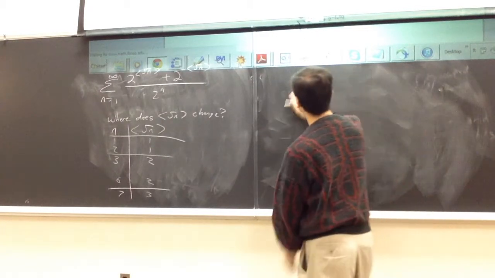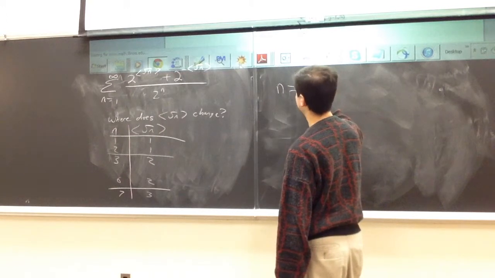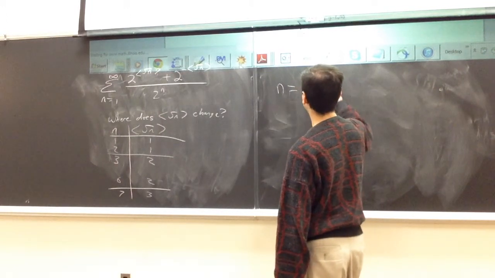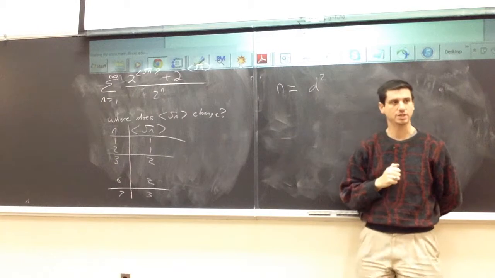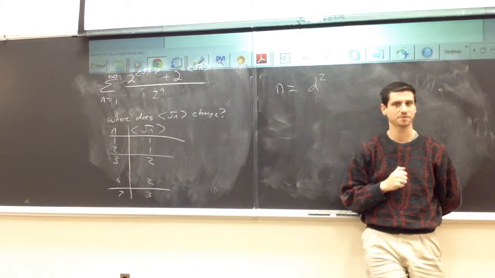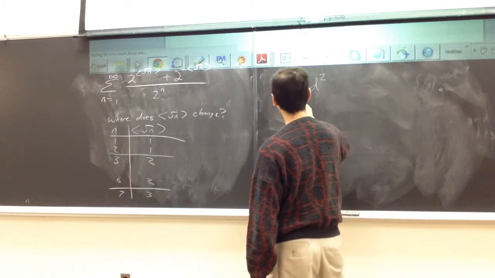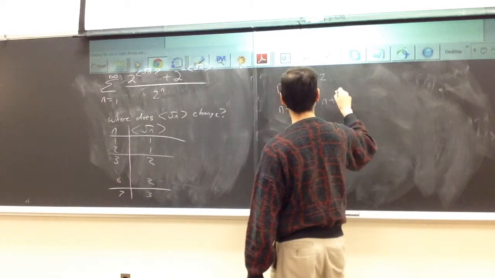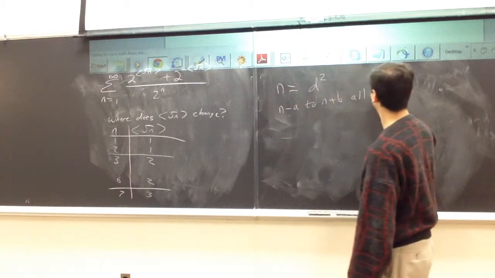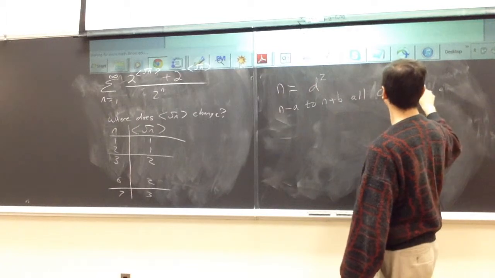So if we look at n equals d squared, it's pretty clear what the square root of n is going to be and what the closest integer is. So we want to look at n minus a to n plus b, all closest to d.